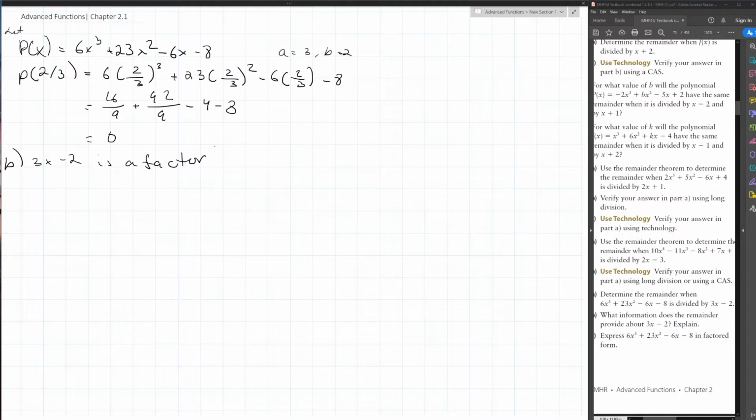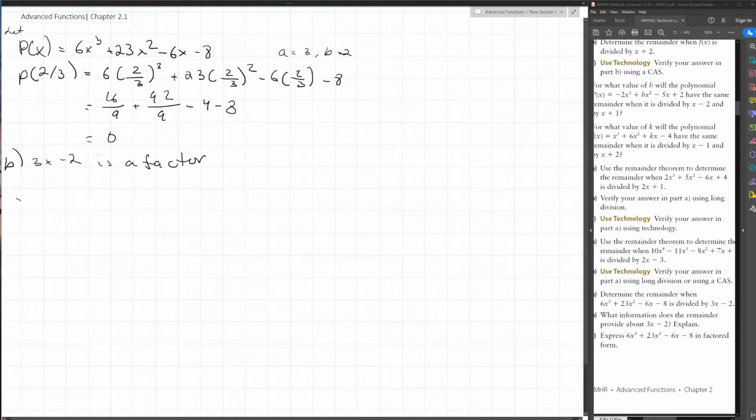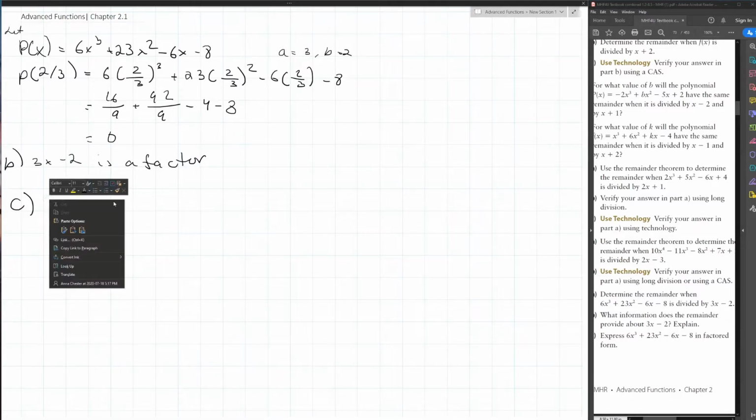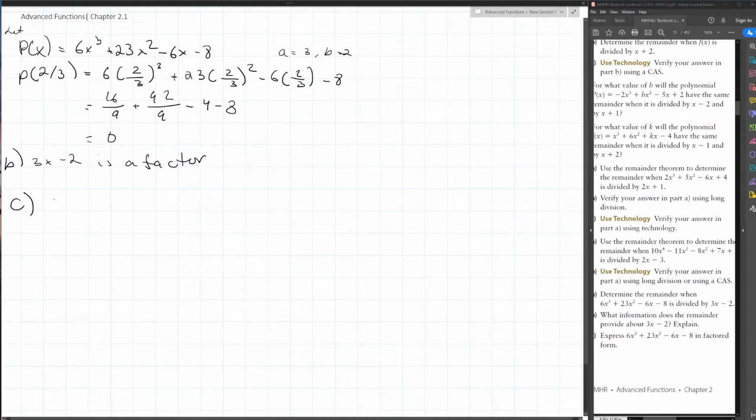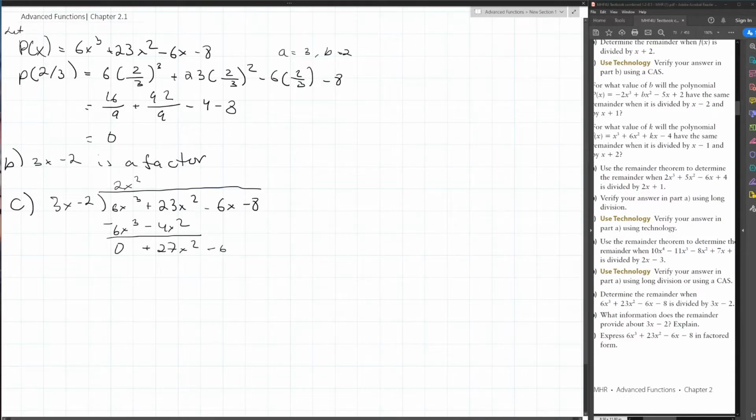Sadly, this is the part where we actually need to go and do long division. So let's do that. We have 3x minus 2 dividing 6x to the power 3 plus 23x squared minus 6x minus 8. First of all, we have 2x squared; that times 3x minus 2 gives 6x to the power 3 minus 4x squared. So we get 0, and we get plus 27x squared minus 6x.